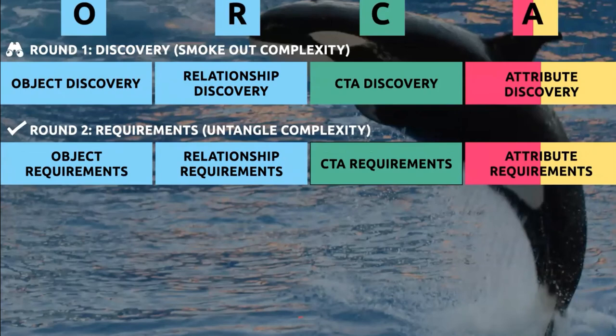The next round is requirements, and really between discovery and requirements, usually there's going to have to be some research in between there. You usually are going to come up with so many questions within that discovery phase that you can go back and do really surgical research where you can ask very, very specific questions to your users and to your subject matter expert. And each of these rounds, we're hitting on the objects, relationships, CTAs, and attributes. So we kind of iterate through them, right?